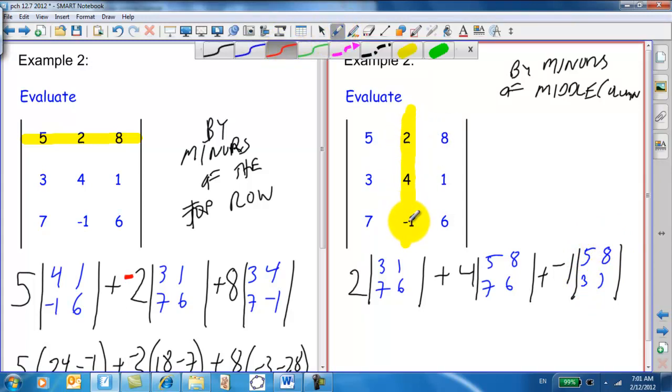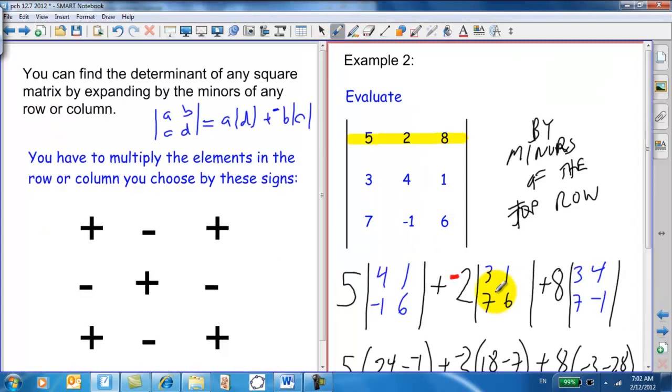In this setup, 2 and negative 1 are in the negative position. So we have to put a negative here and a negative here, an extra negative. That's going to cancel that out and make that a positive. Remember what this comes from? Back here, we talked about the sign array. The 2 and the negative 1 are in a negative position, so we multiply them by a negative.